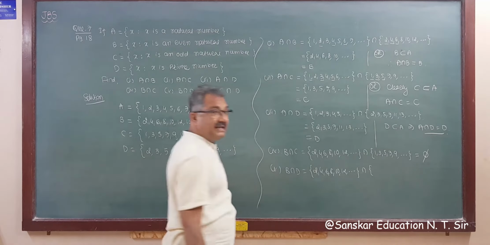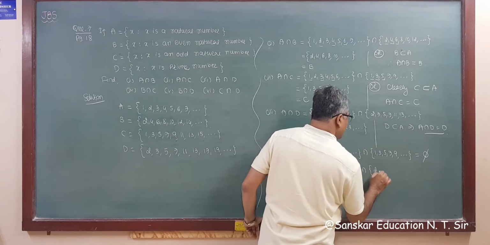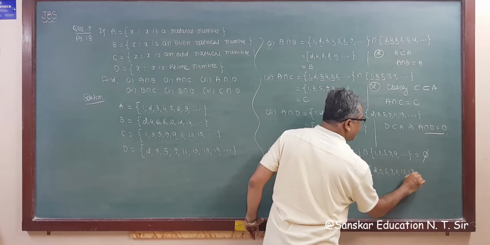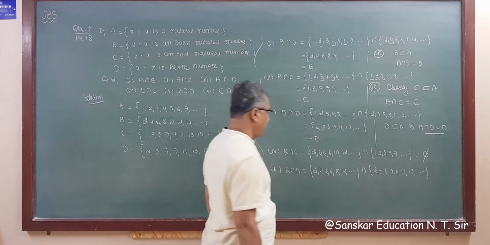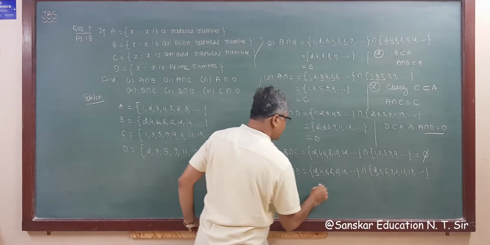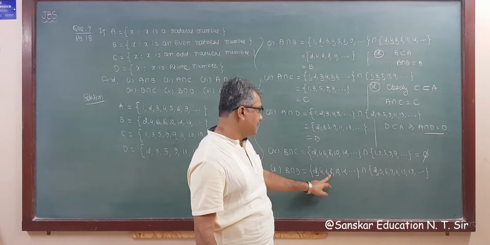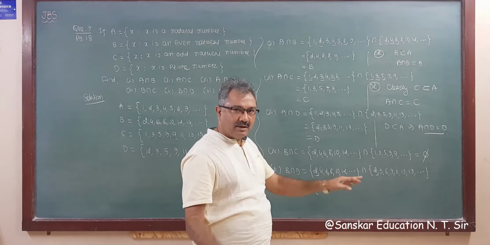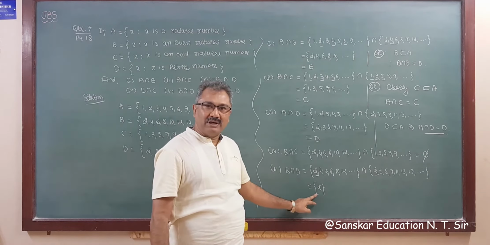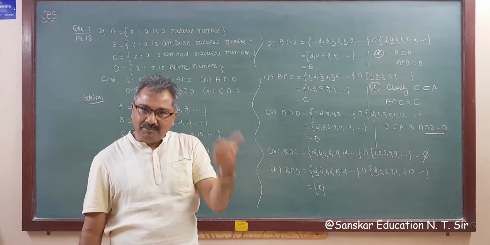Intersection with D, the set of prime numbers, that is 2, 3, 5, 7, 11, 13, 17. Now find the common element, that is first 2. So we get 2 here. Then 4 is not contained, then 6, 10, 12 and the others are not, because it is 2 only, because you know 2 is the even prime number.